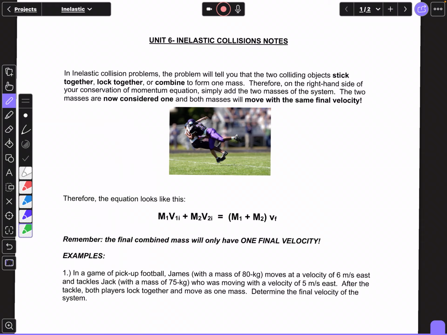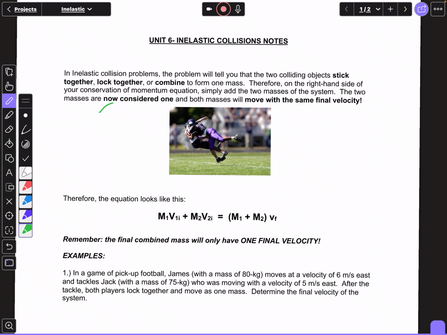Okay, in this video, we're going to cover inelastic collisions. Now, yesterday we talked about elastic collisions, and that's when objects collide, the final momentum equals the initial momentum of the objects, but they have different velocities. They do not stick together.